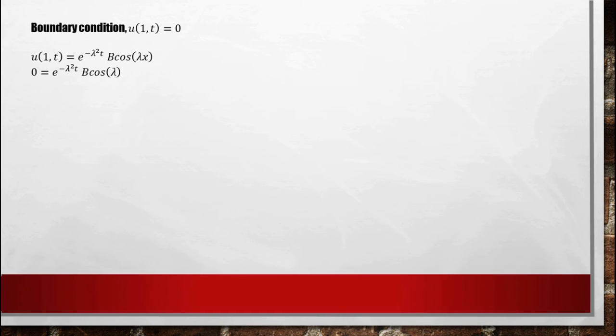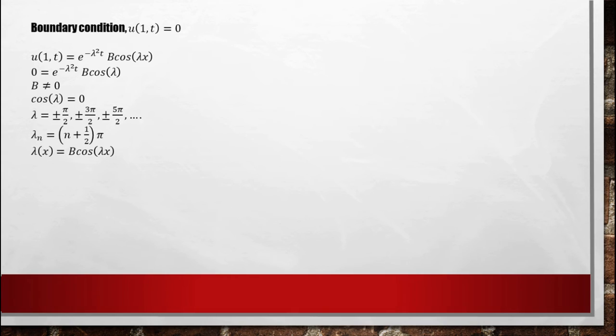For boundary condition u(1,t) = 0, u(1,t) = e^(-λ²t) b cos λ, so 0 = e^(-λ²t) b cos λ. When b is not equal to 0, cos λ = 0, and λ is equal to ±π/2, ±3π/2, ±5π/2, and so on. So λn = (n + 1/2)π. So our new Xn is cos((n + 1/2)πx).